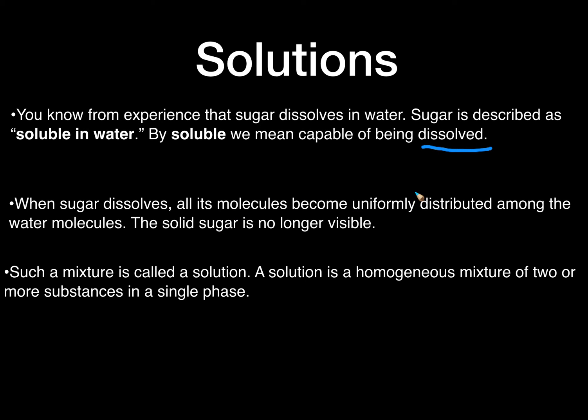So when sugar dissolves, all its molecules become uniformly distributed among the water molecules. The solid sugar is no longer visible. Such a mixture is called a solution. And a solution is a homogeneous mixture, which we talked about way back in September, of two or more substances in a single phase. Remember, homogeneous, one phase.